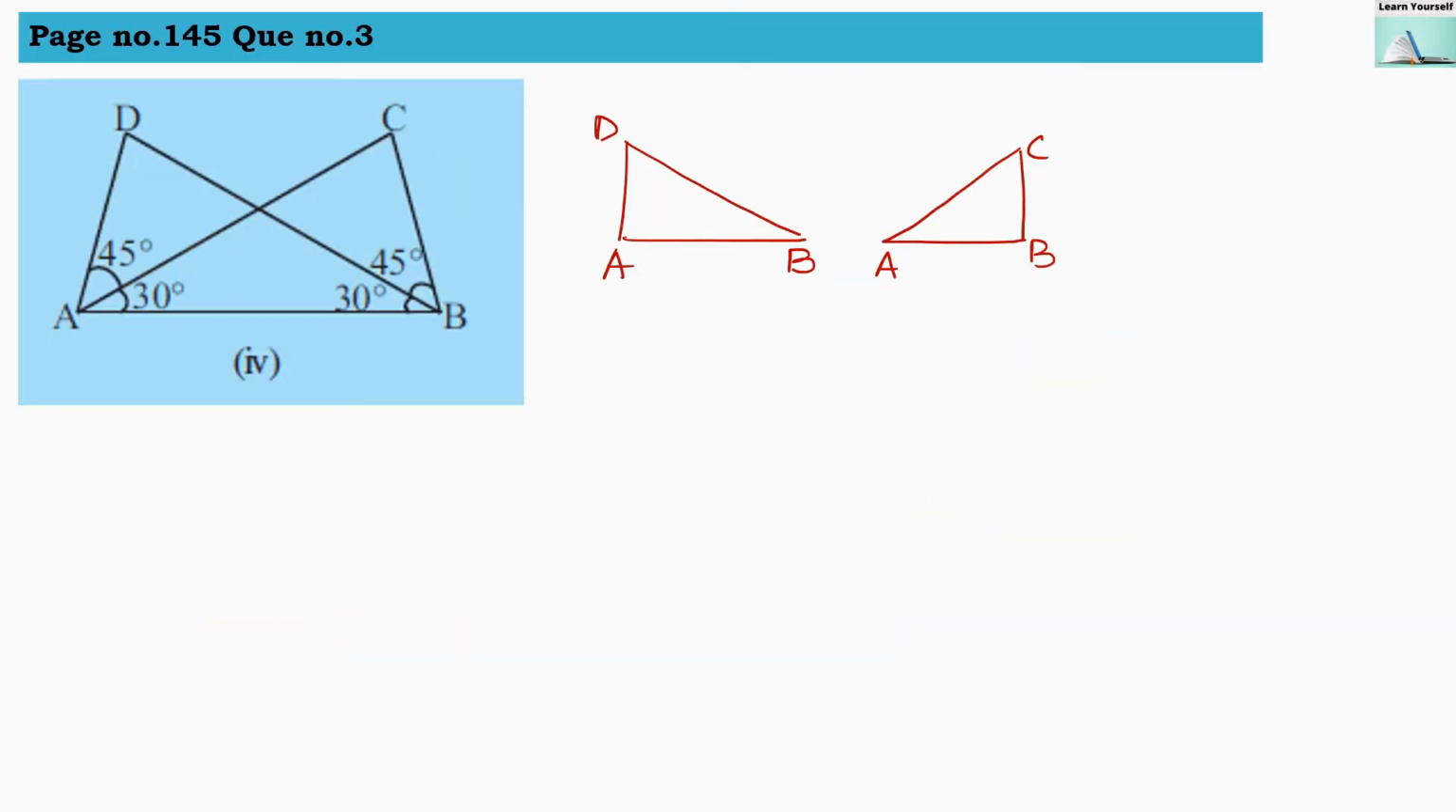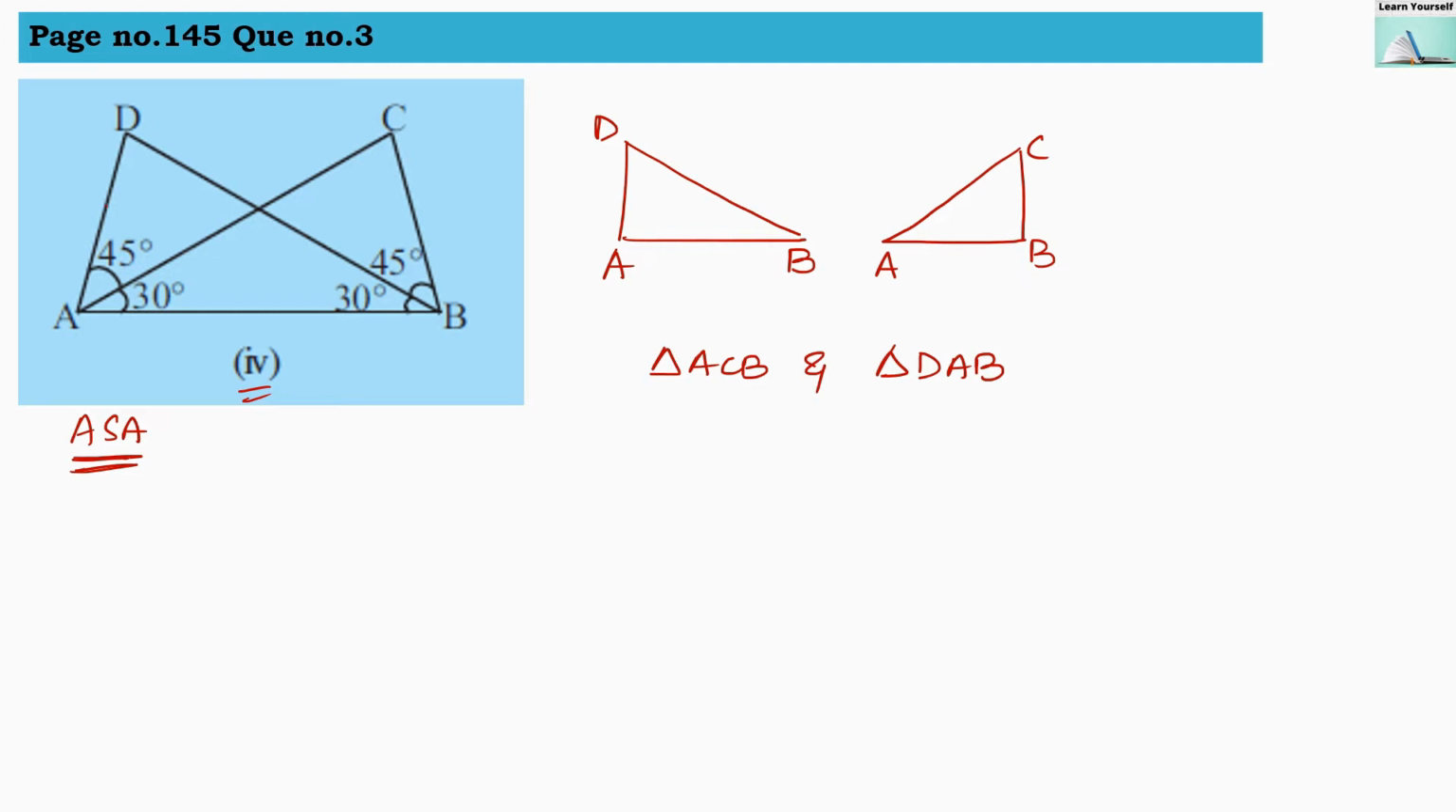Fourth numerical: in this we got two triangles like this. The first is triangle ACB, and another triangle is triangle DAB. Now we have to check whether the angle side angle criteria can be established between these two triangles or not. So let us take the first angle.